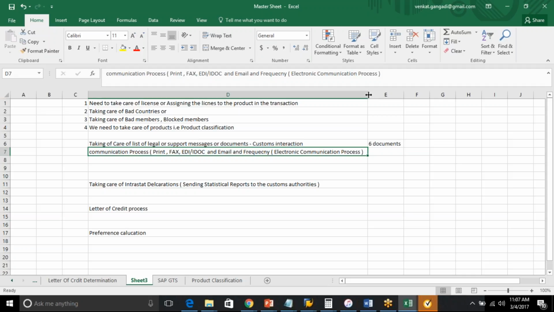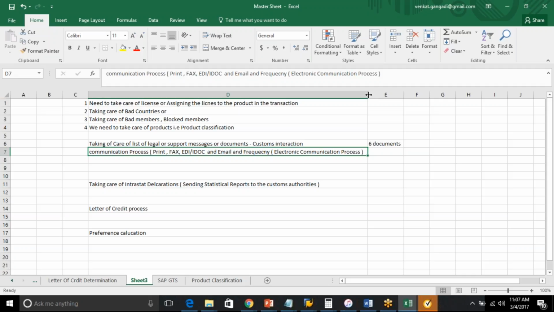From ECC, you are not triggering anything to the customs authorities. Please remember, from ECC, we will not communicate anything directly to the customs authorities. We will only use the GTS module, the GTS system, to communicate with the customs authorities.